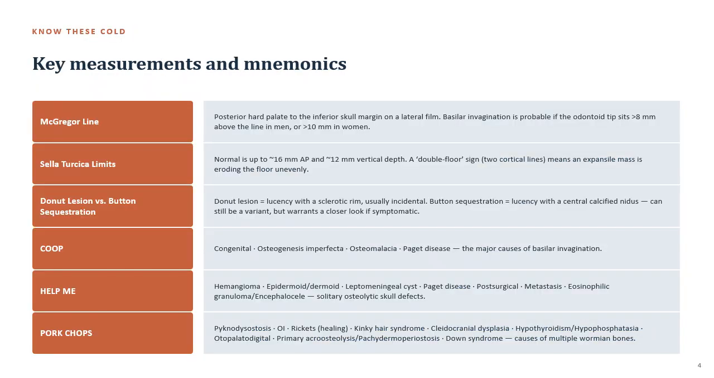All right, these are some of the key measurements and mnemonics that they use to look at some of the skull patterns. So think of it like a quick reference slide, so to speak. Just some measurements and memory tricks to help them remember some things. So the first thing is the McGregor line, which is basically how they evaluate basilar invagination.